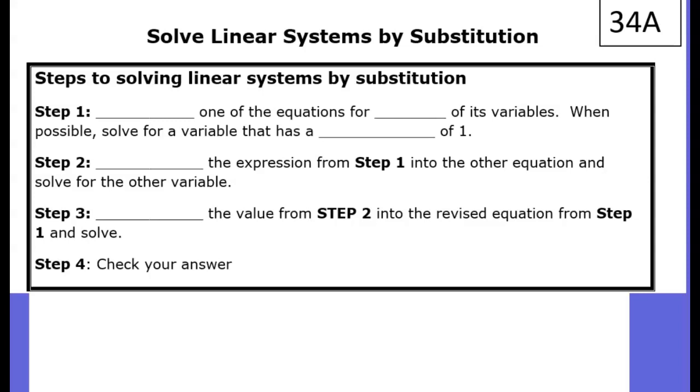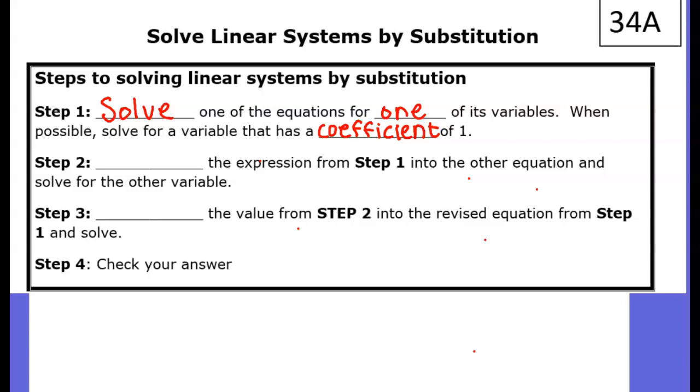So how we're going to do that is to first solve one of the equations for one of its variables. Okay, and it's not going to matter which variable. Remember, with the system of equations, you're going to have two equations with two different variables. When possible, solve for a variable that has a coefficient of 1. Okay, coefficient, remember, is the number before the variable. So if it's 1, it's not even going to be there.